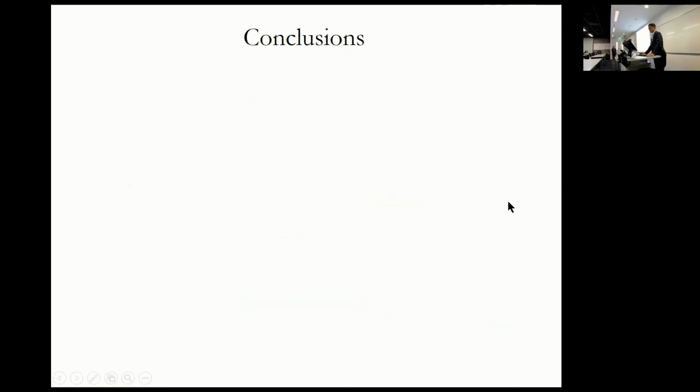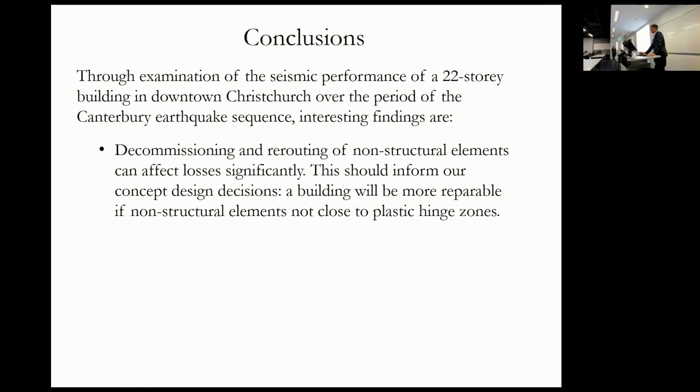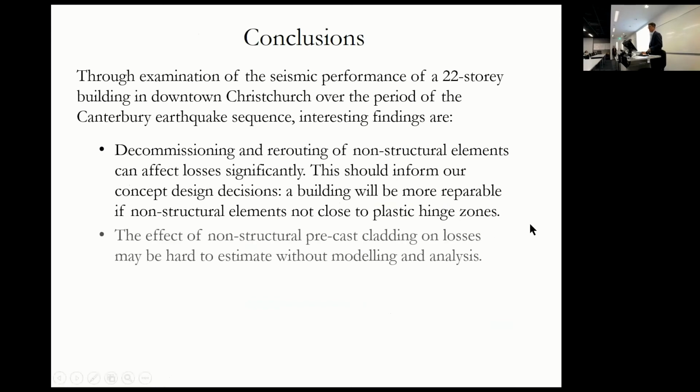So the conclusions of this work were that through examination of this 22-storey building, we have the following findings. The first, and so I'm just recapping what we've talked about already, decommissioning and rerouting of non-structural elements can affect losses significantly. This should inform our concept design decisions. A building will be more repairable if non-structural elements are not close to plastic hinge zones. That's a bit of a challenge. How do you do that?